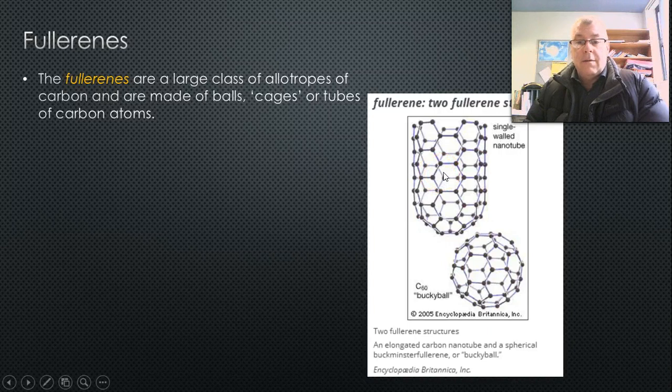And notice that each carbon in these has 3 covalent bonds. So very similar to the bonding that you find within the graphite sheets or within graphene itself. Having 3 bonds though means that there's a free electron, and so these guys will conduct electricity.